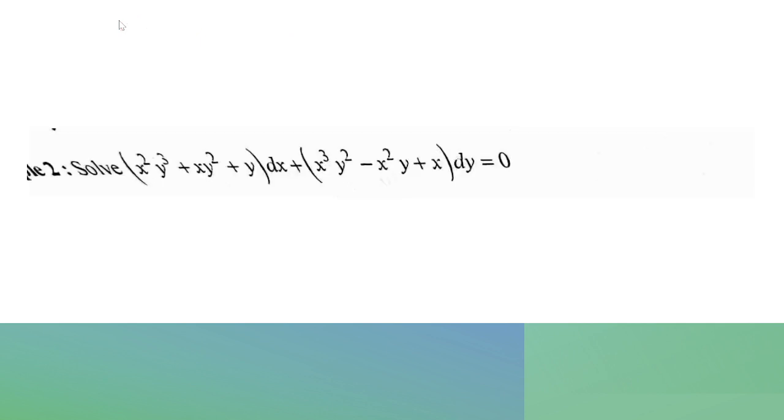See the question. Solve (x square y cube plus xy square plus y) dx plus (x cube y square minus x square y plus x) dy equal to 0. First of all, we see is it homogeneous? No. 2 plus 3 is 5, 1 plus 2 is 3, and this is 1. 3 to 5, 2 plus 1 is 3, this is 1. So there are different degrees, so this case is not valid. First case is not valid.